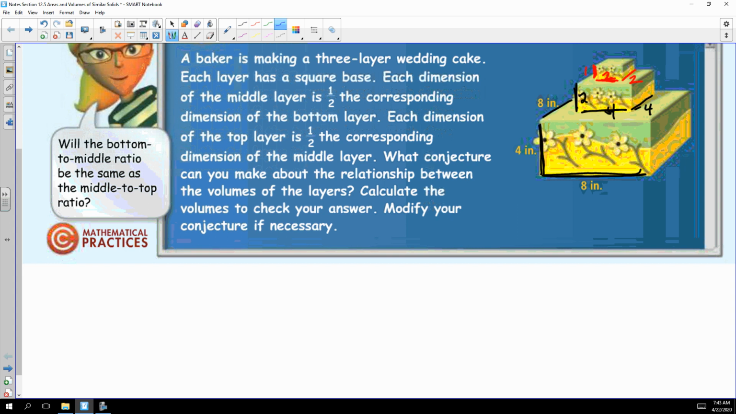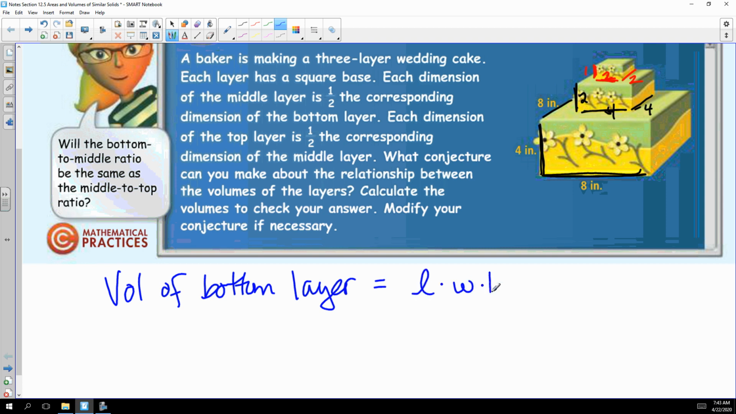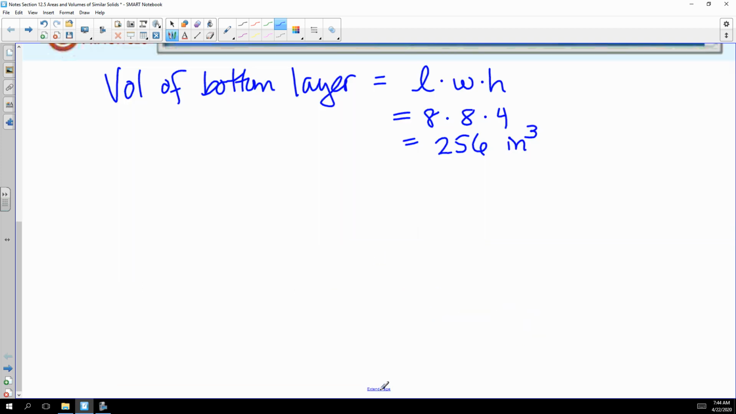So let's see about calculating the volume of the bottom layer. And remember that we have a rectangular prism. And if we have a rectangular prism, then remember that we can just do length times width times height. So the volume of the bottom layer is going to be 8 times 8 times 4, which is going to be 256 cubic inches.